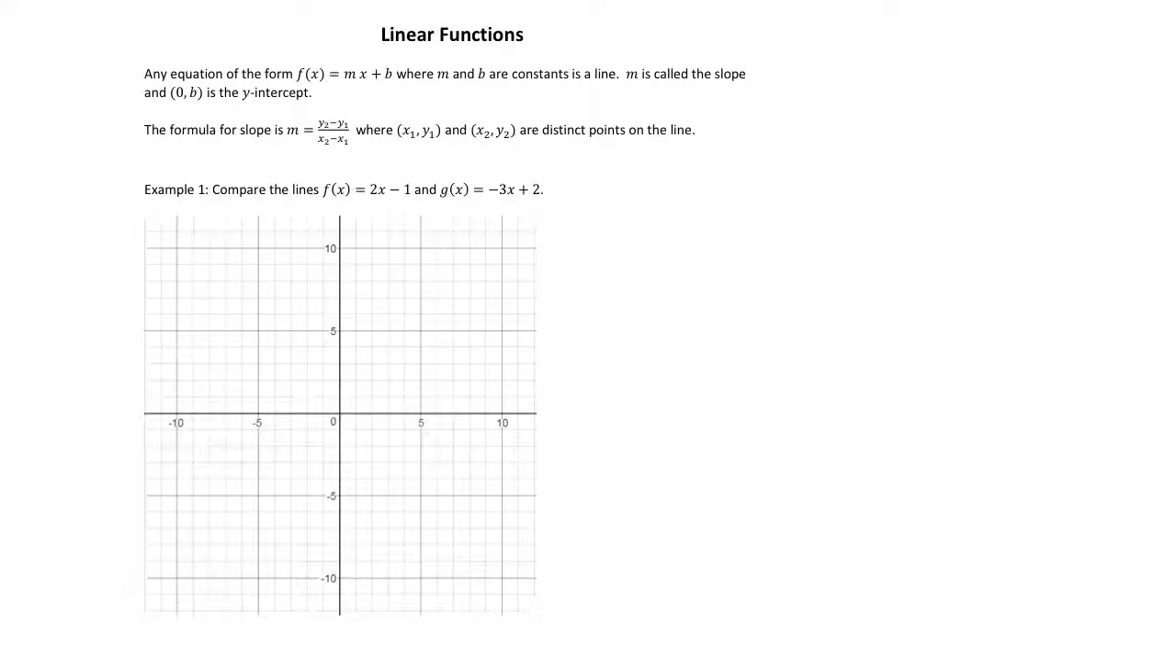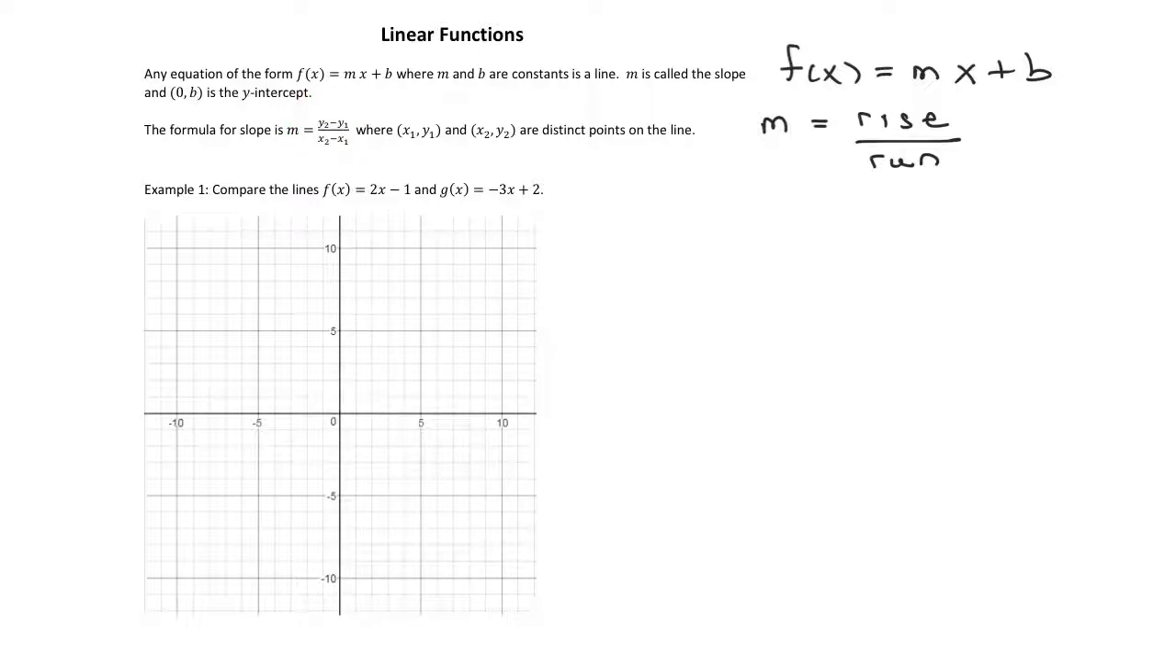For this lesson, I'd like to look at linear functions. That's anything of the form f of x, a function, is equal to m times x plus b. M is called the slope, and b is the y value of the y-intercept. For slope, this is often referred to as rise over run. So I have a formula for slope over here that we'll get to in our next example.